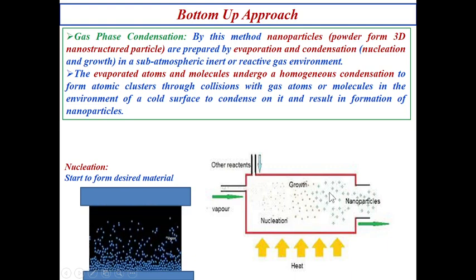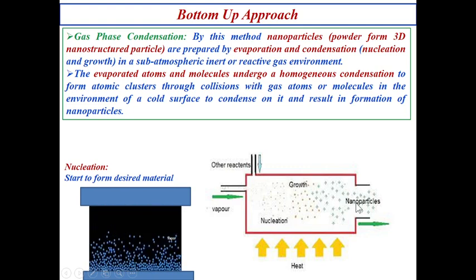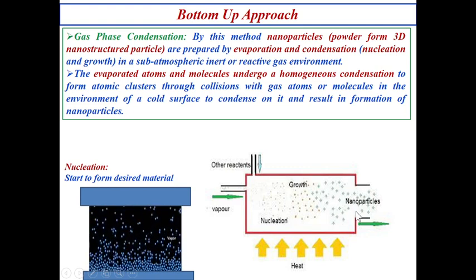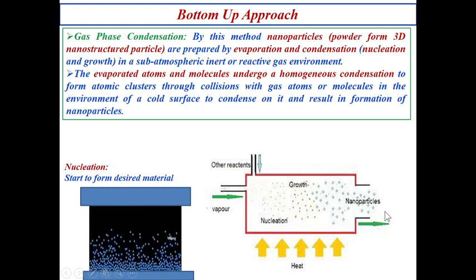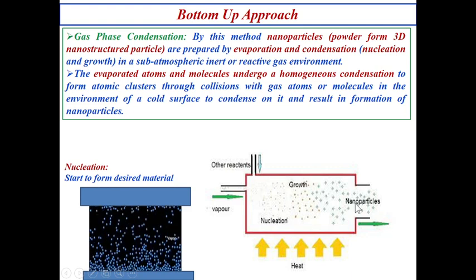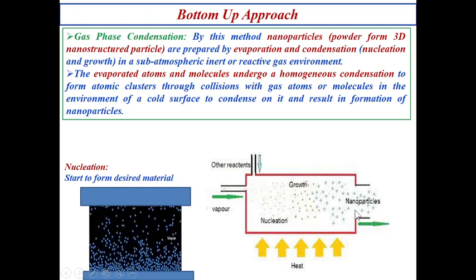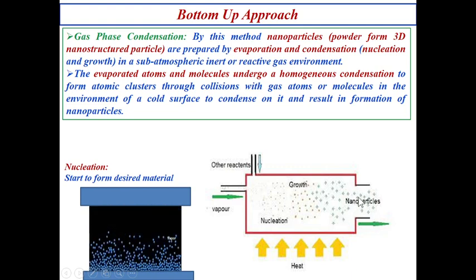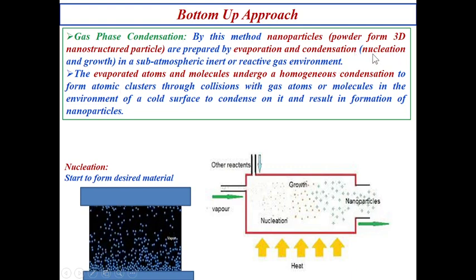And again, after some time, in the middle of the condensation, the nanoparticles are formed, and then with further condensation they are collected by a plate. So outside there will be one plate, or one crucible, through which the particles are collected.